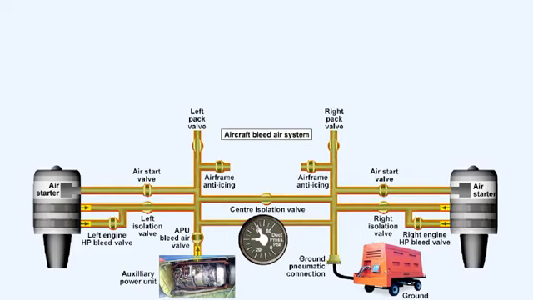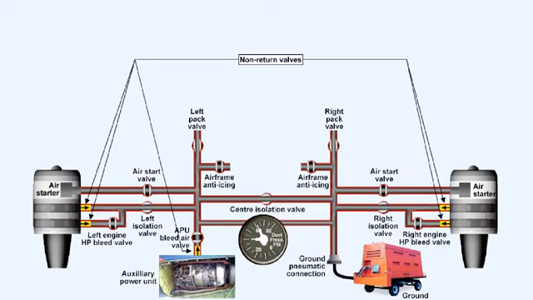On this particular start, we'll utilize the aircraft's APU to supply air. The aircraft's normal bleed air system ducting is utilized to pass the air to the starter motor. Non-return valves at the low-pressure and high-pressure engine bleed positions prevent air leaking back into the engine compressor during engine start.